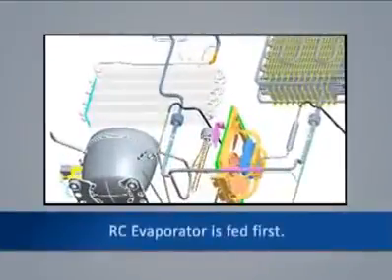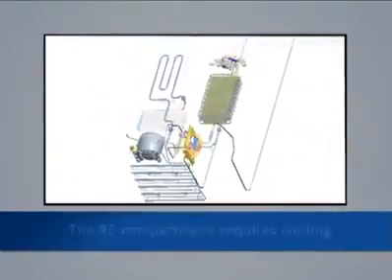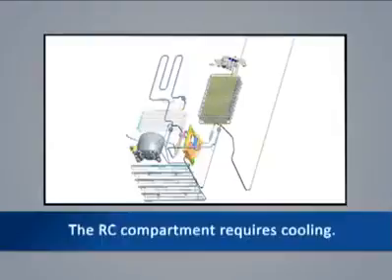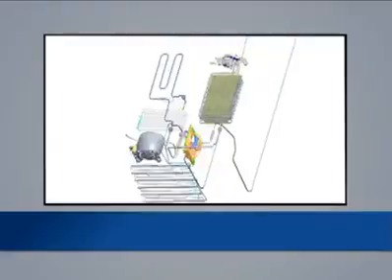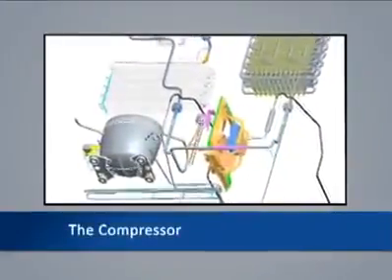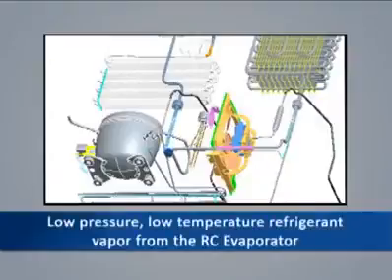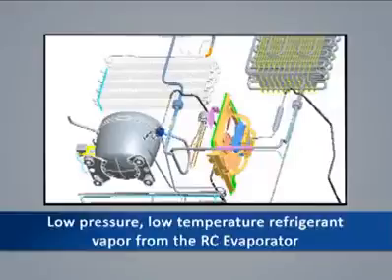On initial startup of a dual evaporator system, the RC evaporator is fed first. After that, the control supplies refrigerant to the evaporator most in need of cooling. Assume a refrigerator has been operating normally, and the board has determined the RC compartment requires cooling. Let's start off at the heart of the refrigeration system, the compressor, and follow the refrigerant flow through the system. The compressor and condenser fans are energized by the control board. The compressor pulls low pressure, low temperature refrigerant vapor through the suction line from the RC evaporator.